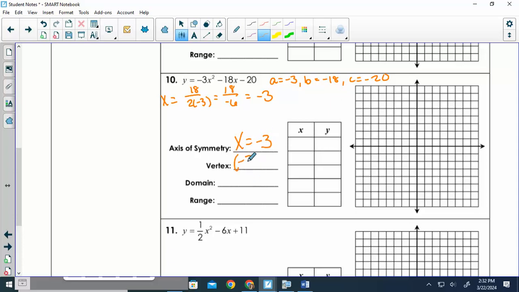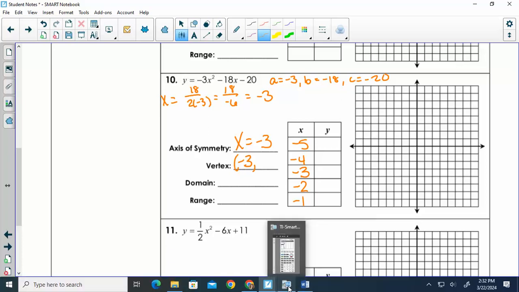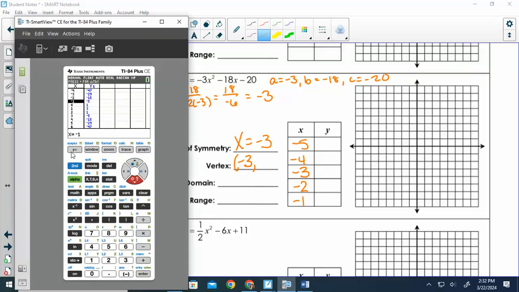And I know negative 3 is the x in my vertex, so that's the middle of my table. What are my numbers smaller than negative 3? Negative 4, negative 5. Bigger would be negative 2, negative 1. So we can go to our y equals, put in our equation. Negative 3x squared minus 18x minus 20.